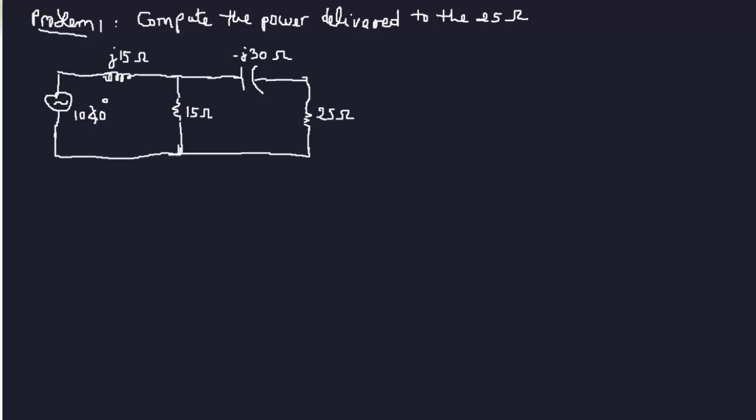So in this particular problem here, problem 1, compute the power delivered to the 25 ohm resistor. So the power over here. So what's power? Again, power is I squared R, and so I know what R is going to be. It's going to be 25 ohms, and so all I need is to find I.